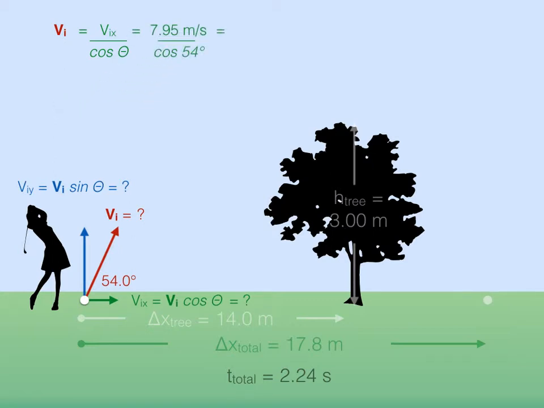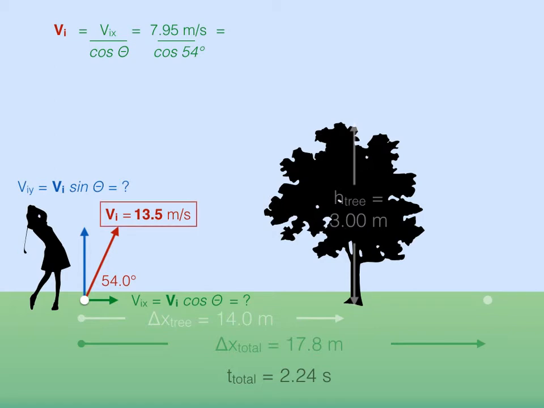Because that's the initial velocity in the x direction divided by the cosine of 54, or cosine of theta, which we know. So let's just key that in. 7.95 divided by the cosine of 54. What does that come out to? That comes out to 13.5 meters per second. That's the actual velocity of the ball coming off of the club. All right, that's the full velocity, you might say, of the ball right there.